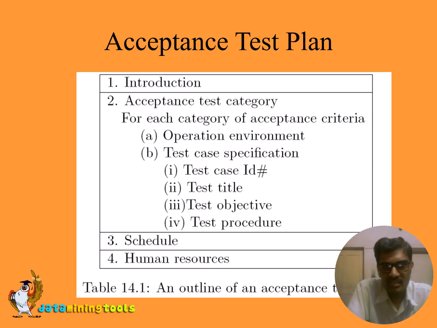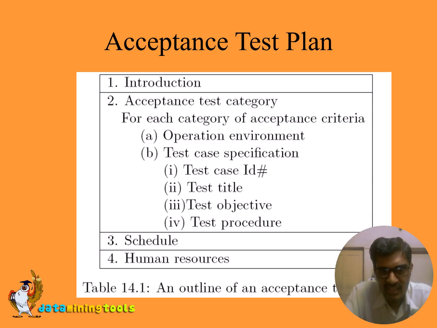Next, the next thing that we're going to talk about is the acceptance test plan. This acceptance test plan is created by the testing team when you're doing either alpha testing or beta testing. Beta testing is a different report altogether, but when you're doing alpha testing, you'll have a test plan by the testing team.